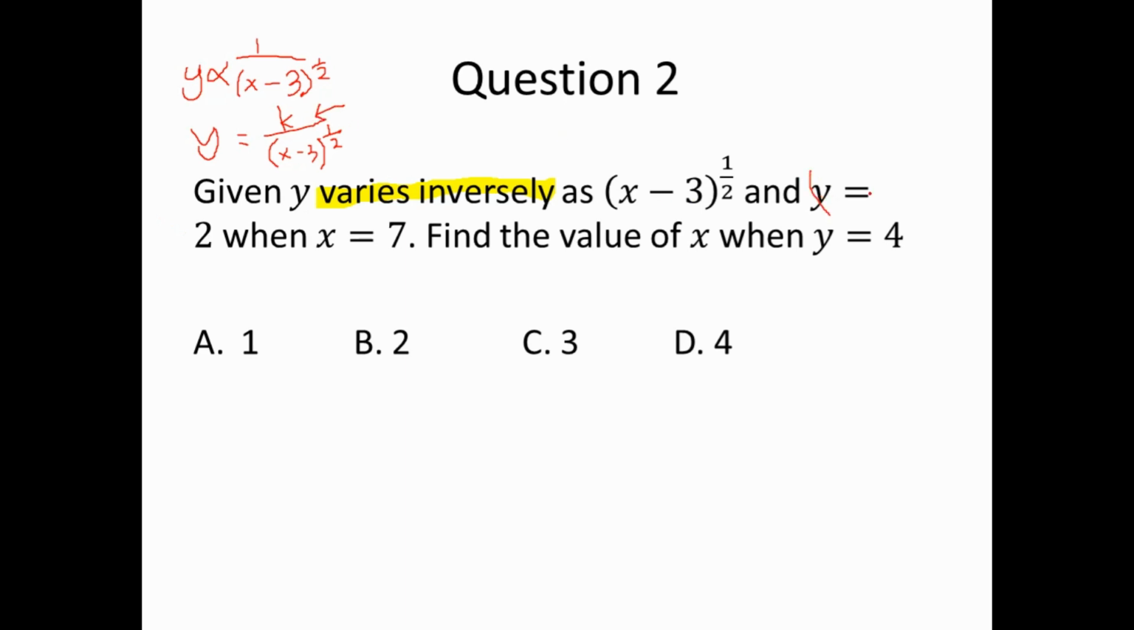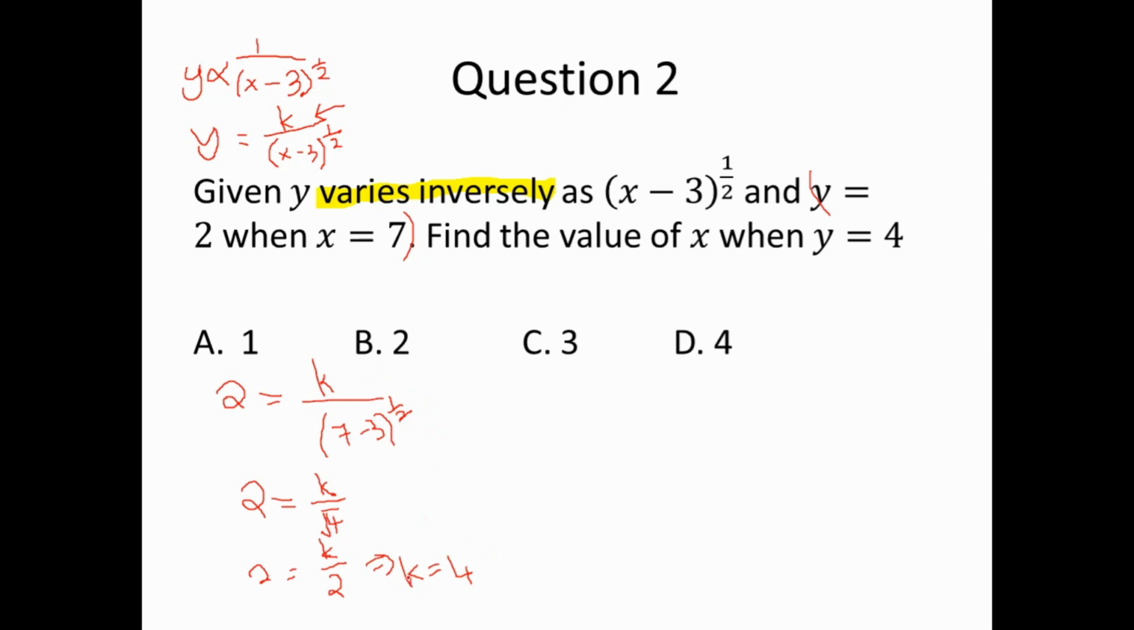Then we have to find the value of k. Using this one, y equals 2 and x equals 7. You substitute the values of y and x into this equation. So you will have 2 equals k over 7 minus 3 power 1 over 2. 7 minus 3 is 4, and power 1 over 2 means square root. So 2 equals k over 2. Therefore, k equals 2 times 2, which is 4.